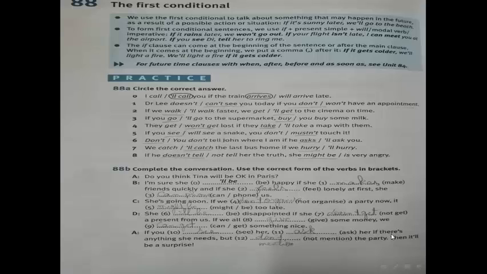The if clause can come at the beginning of the sentence or after the main clause. When it comes at the beginning, we put a comma after it. For example, if it gets colder, we will light a fire. Let's move to the exercises together.